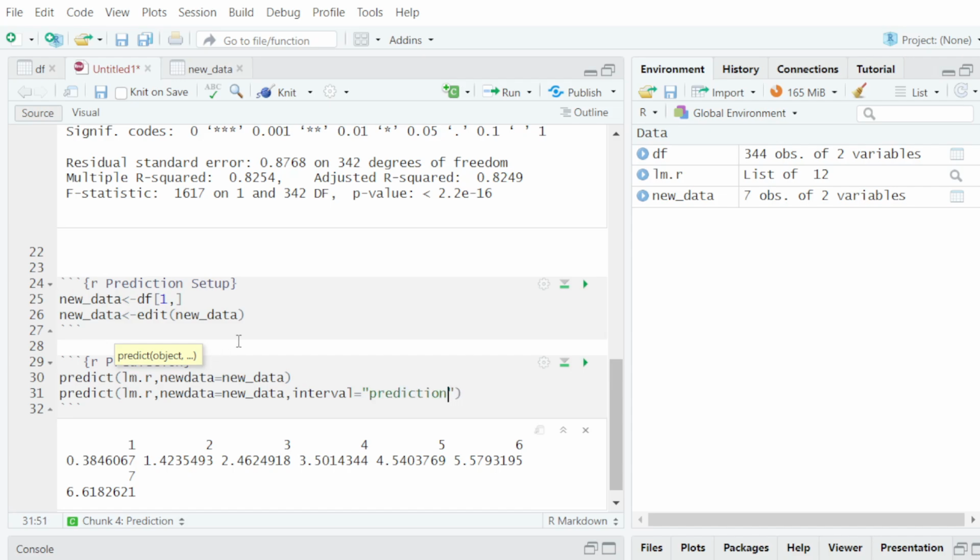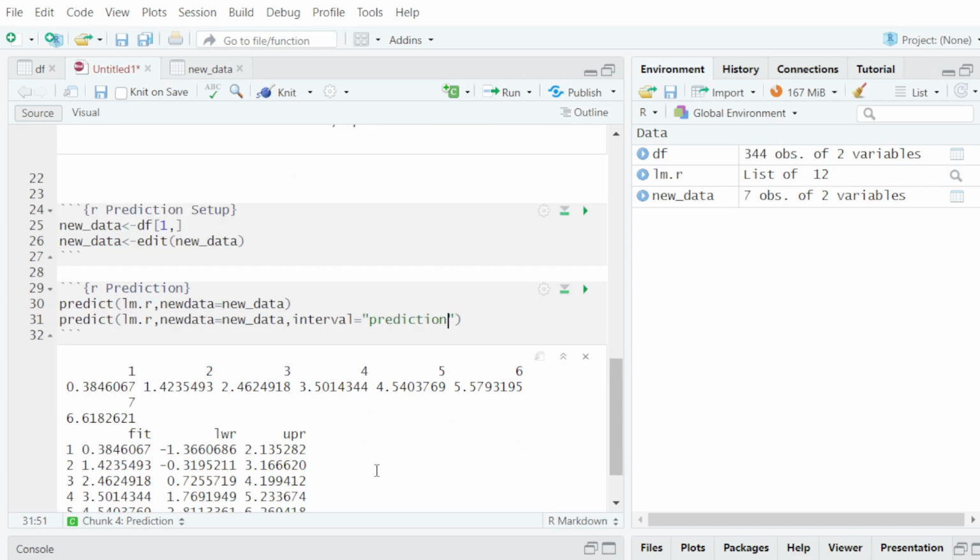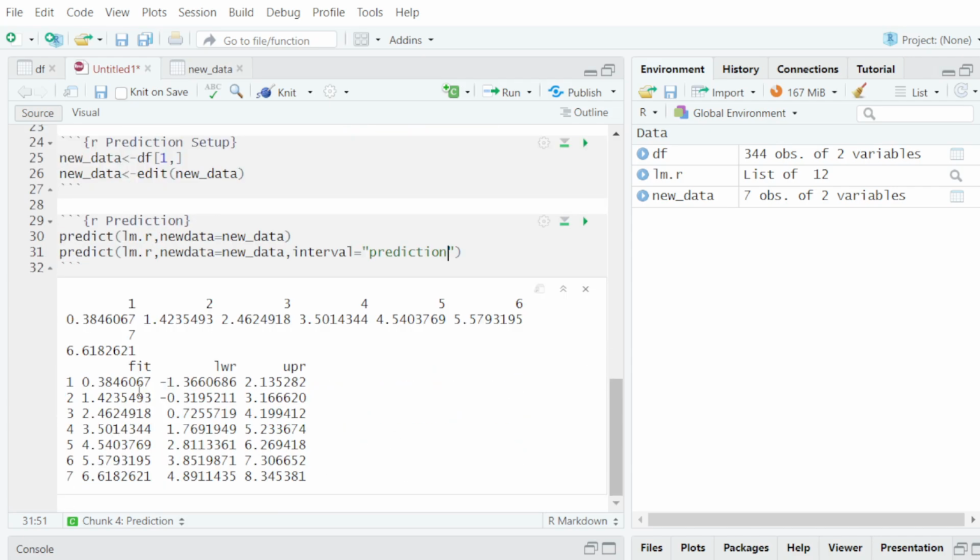So you can fill this out. It's lm.r, newdata equals new_data, and then interval equals prediction. Might possibly have to be predict. Honestly, I don't remember off the top of my head. Oh, yes, it does it. Perfect. So in this case, what it's showing me here is what is the best fit, and then it's also showing me the lower and upper. So this is in effect like a confidence interval, except a confidence interval is about the average. This is a prediction interval. So this is actually applied to the individual observation.